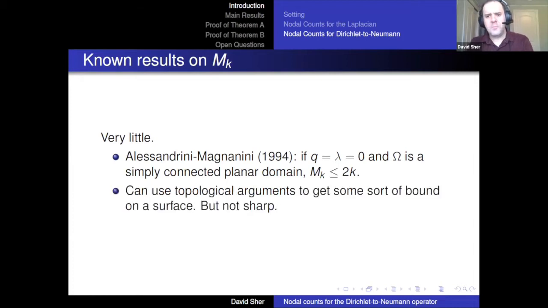You can generalize this to get bounds on surfaces. If you play some topological games, again, nodal domains having to intersect the boundary imposes some topological restrictions on what they can look like in the interior. Again, the kinds of bounds you get are not particularly sharp, or at least we don't suspect they're particularly sharp. So that's the state of the art to this point.